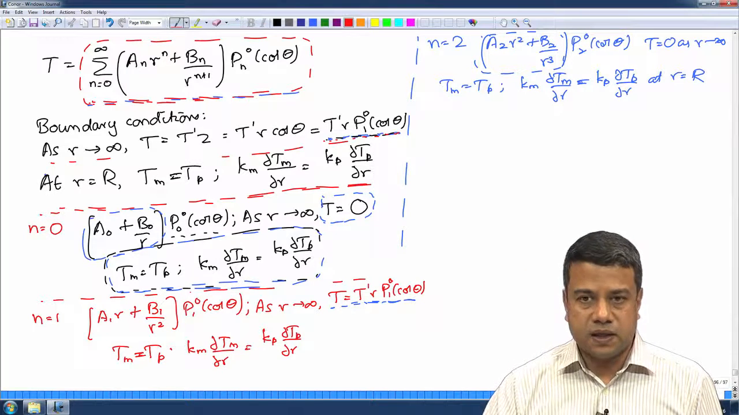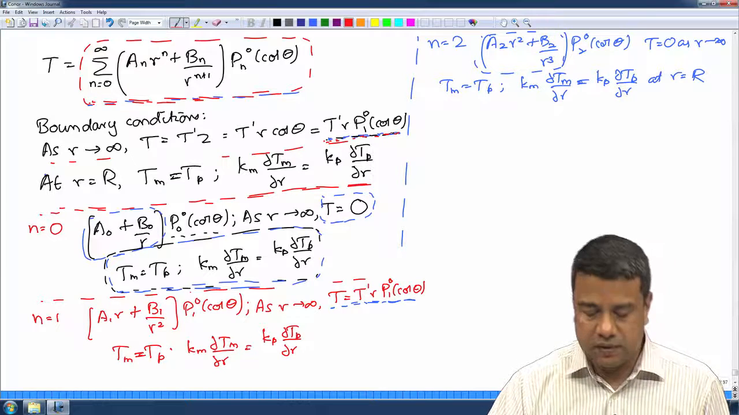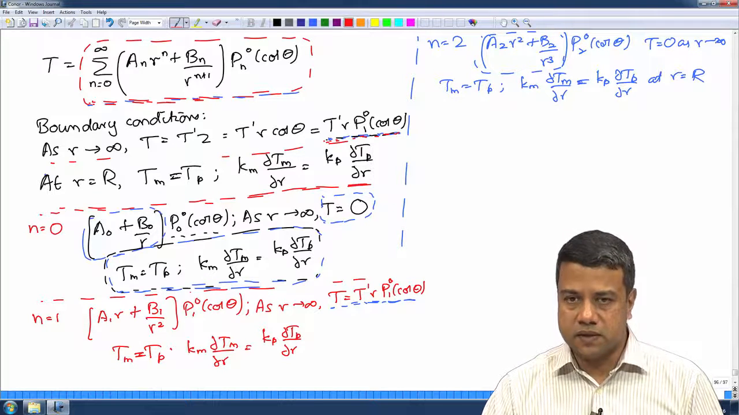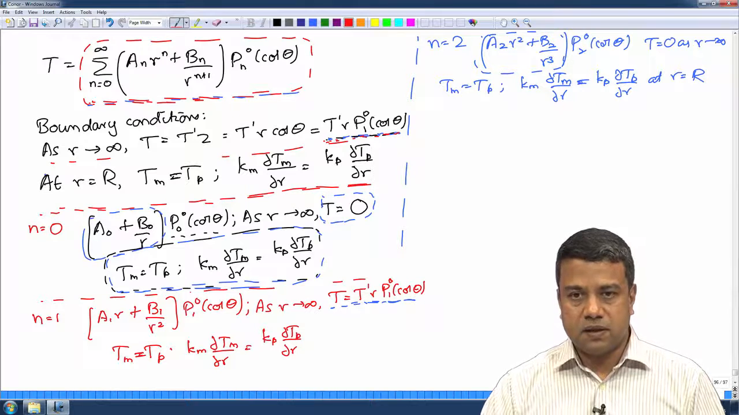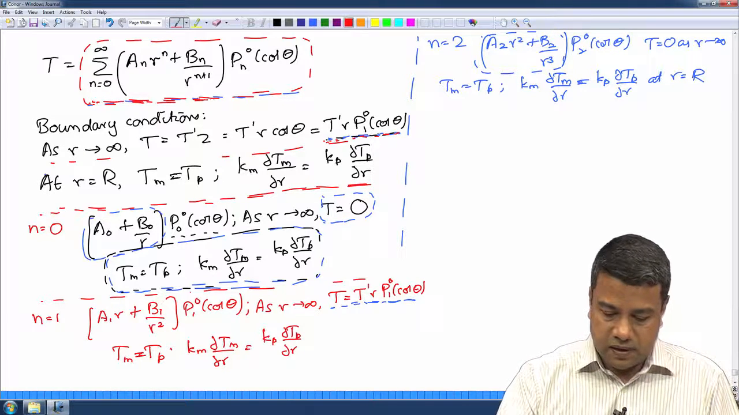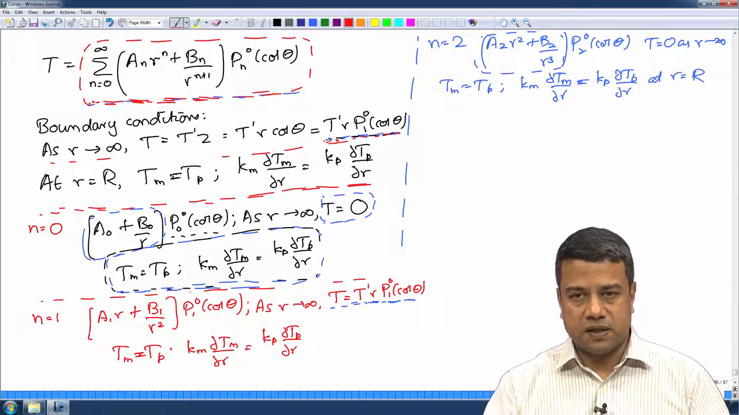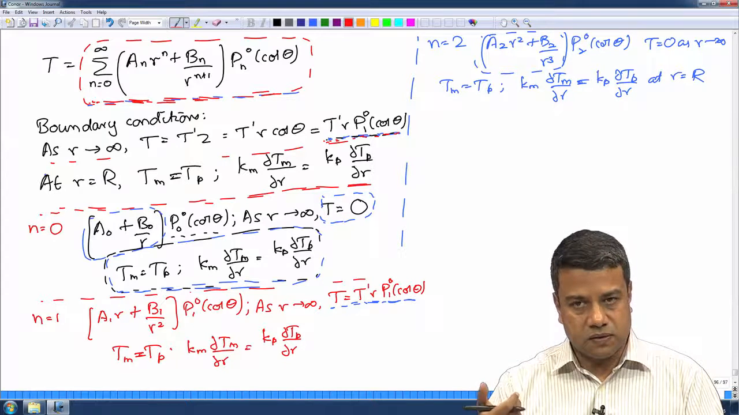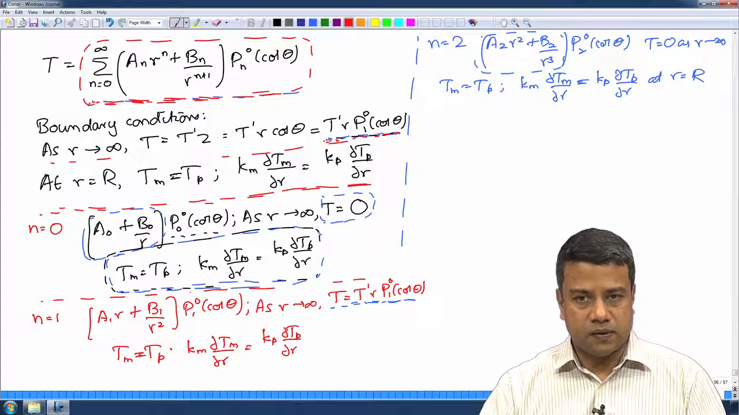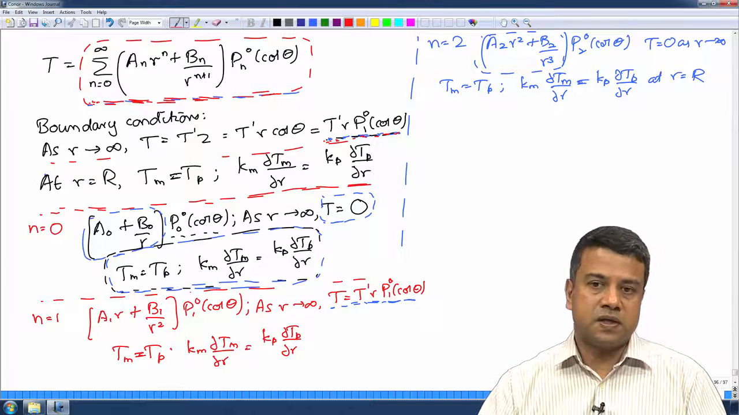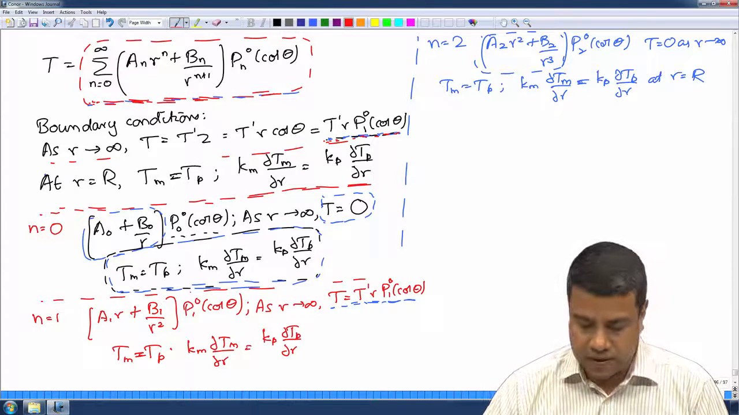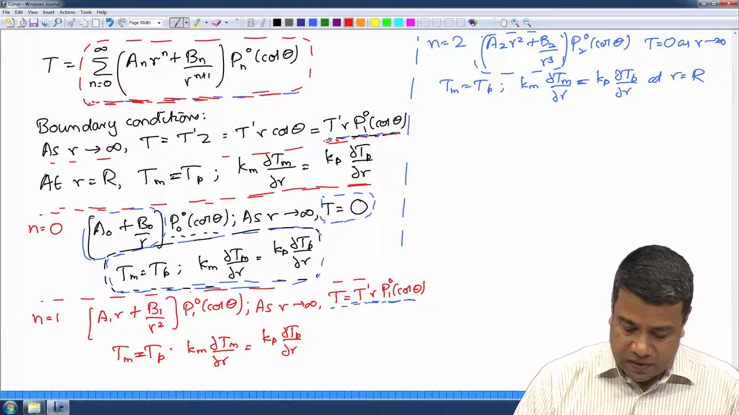In that expansion, there is a forcing function only for n is equal to 1. The forcing function for n is equal to 0, n is equal to 2, n is equal to 3, etc. are all 0. So, if this is the solution and I write down the solution individually in terms of each Legendre polynomial, only for n is equal to 1 will there be a non-zero value as r goes to infinity. For all others, for n is equal to 0, 2, etc., the component of the temperature which is the coefficient of P0, P2, etc., that component will be 0 as r goes to infinity. And at the surface, we have these two boundary conditions.